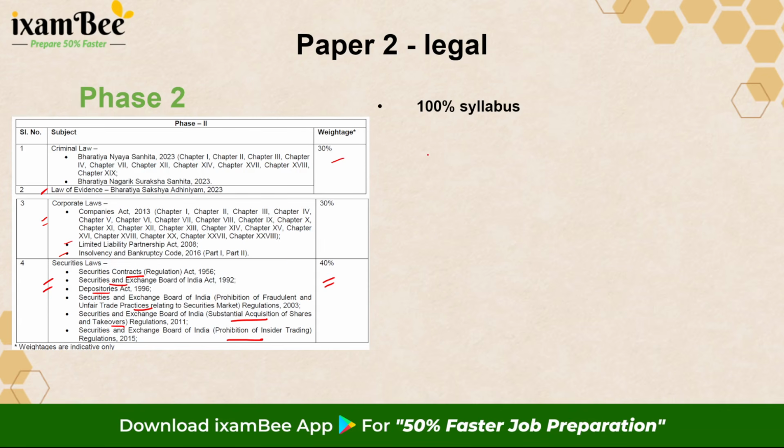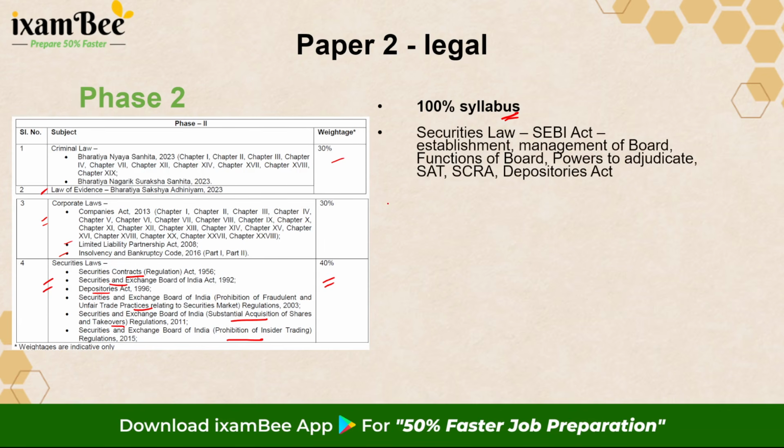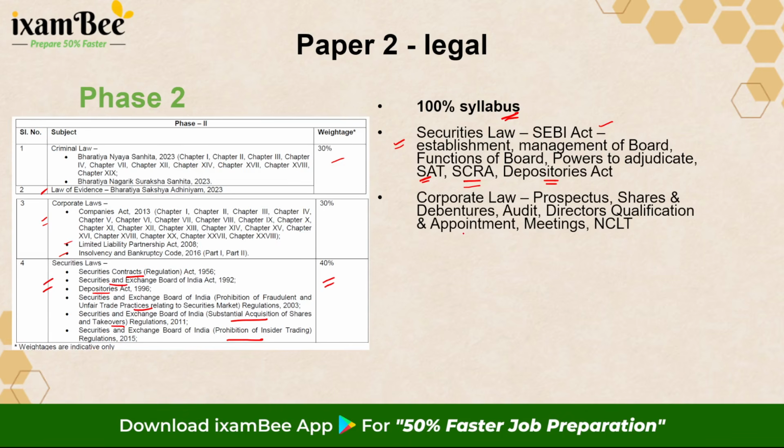What should be your approach? 100% syllabus coverage is important, but you can move in the order of securities law, covering and understanding very well the SEBI Act: what its establishment is, management of the board, what its functions are, what its different powers are, understanding the role of SAT, and then moving on to SCRA, the various kinds of securities, and also the Depositories Act. Under corporate law, your prospectus, shares, debentures, auditors, directors' qualification and appointment, meetings, and LCLT become the most important, and then of course move on to cover other aspects mentioned here.